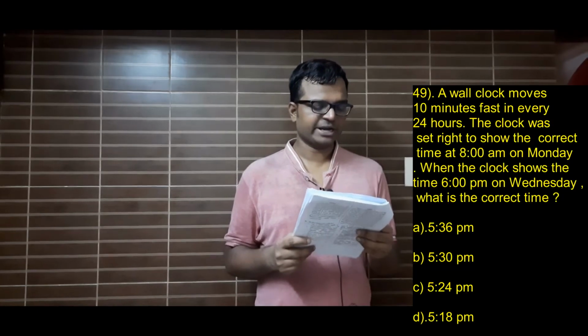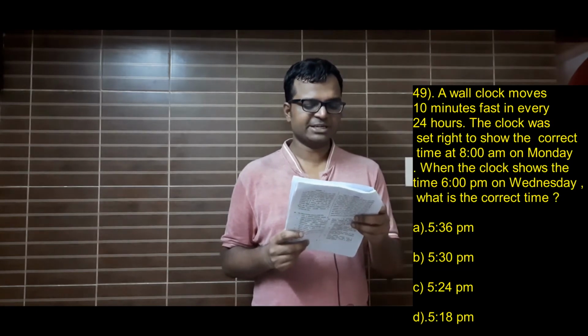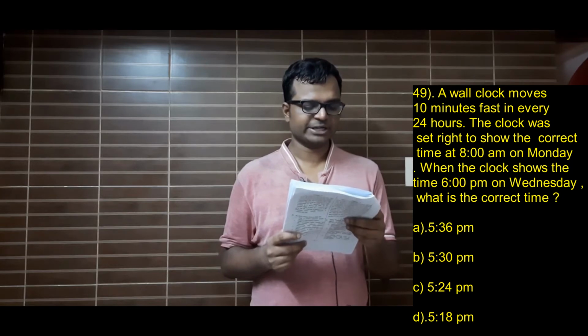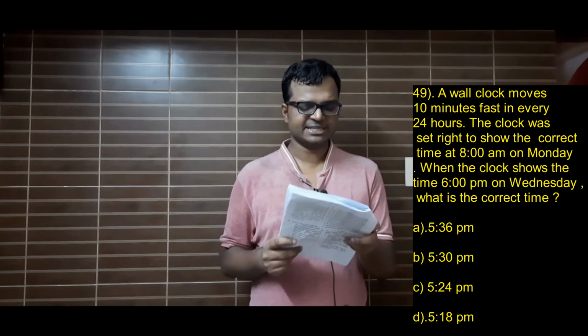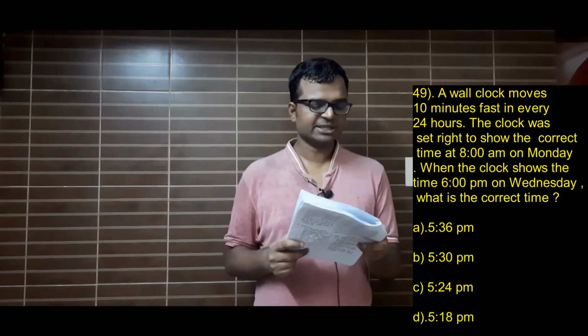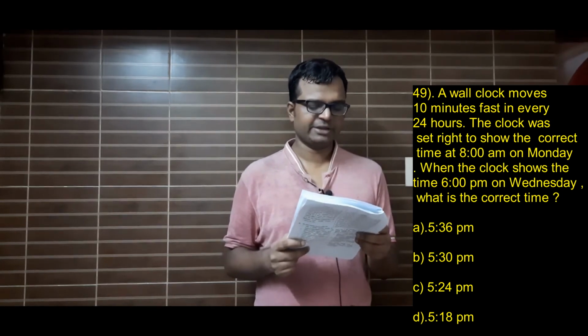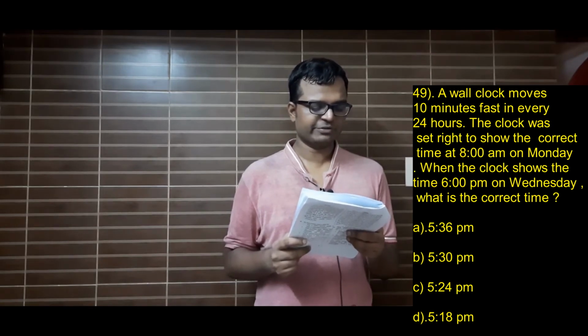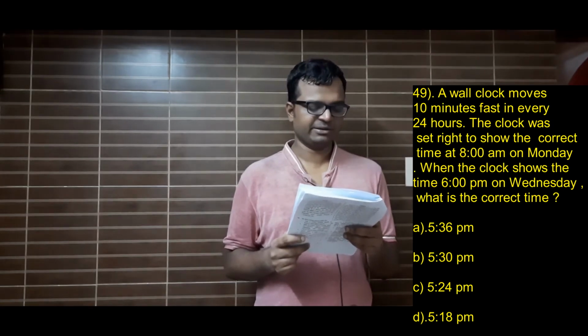In question number 49, a wall clock moves 10 minutes fast in every 24 hours. The clock was set right to show the correct time at 8 am on Monday. When the clock shows the time 6 pm on Wednesday, what is the correct time? Options are A 5:36 pm, B 5:30 pm, C 5:24 pm, or D 5:18 pm.